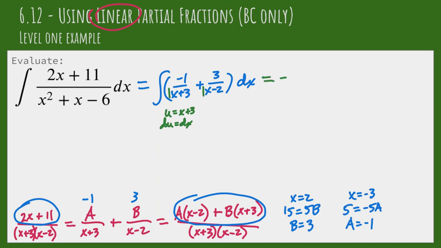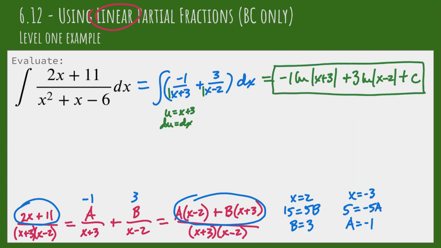So this is going to be negative 1 natural log of the absolute value of x plus 3 plus 3 natural log of the absolute value of x minus 2. And then don't forget your plus C. In a multiple choice exam, there's a good chance that this is going to be written in a different form using log rules. So remember, when you add logs, you can multiply the logands, the insides of the logs. When you subtract, you divide. The coefficient can be made an exponent.